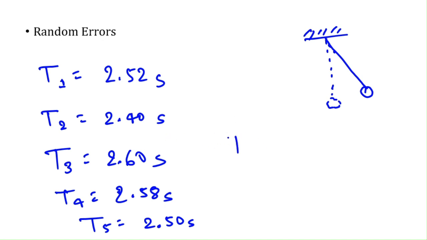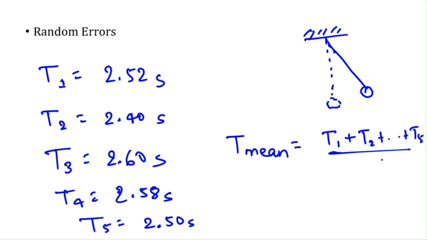Let's take the mean of these values. So T mean will be the sum of all these values divided by the number of readings taken. And if you add these things and calculate, I think it should be 2.52 seconds. This is T mean. Now, this is the mean value.